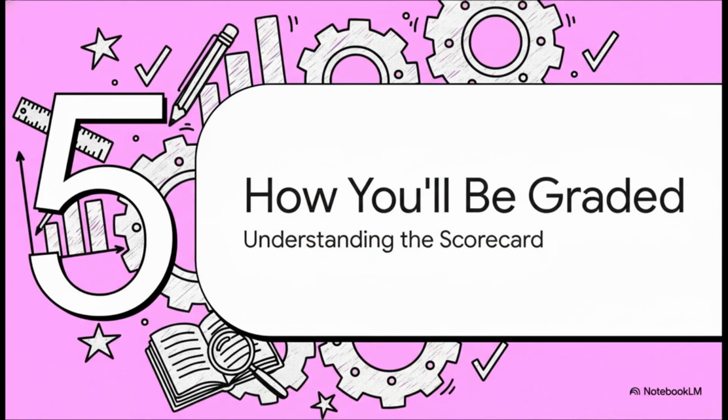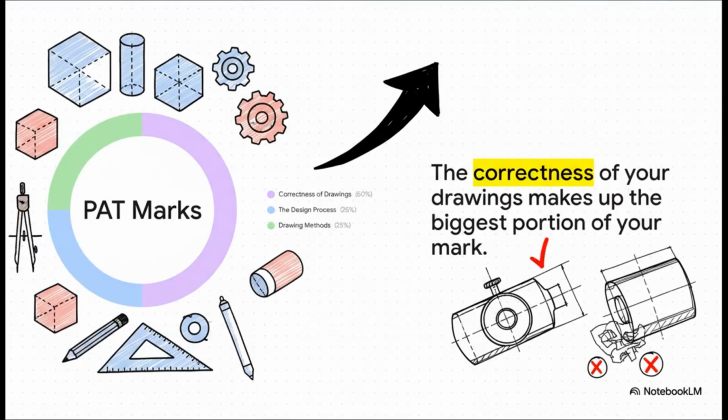Okay, so you've done all the work, you follow the rules, but how is it all marked? Let's dive into our final section, how you'll be graded. It's time to understand the scorecard. Whoa, would you look at that? A massive 50% of your mark comes from the correctness of your final drawings. Half. The design process and your drawing methods are worth 25% each.